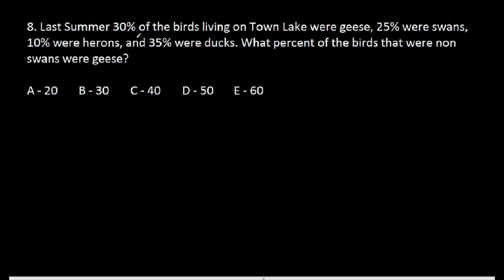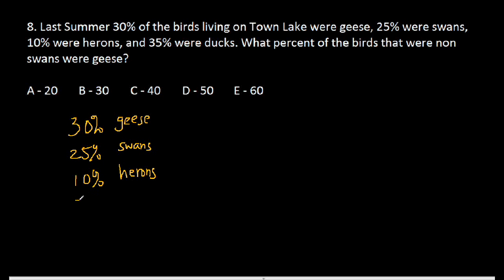Question number 8. We have a lot of birds. On this lake we have 30% geese, we have 25% swans, we have 10% herons, and 35% ducks. The question is, what percentage of the birds that were non-swan were geese?